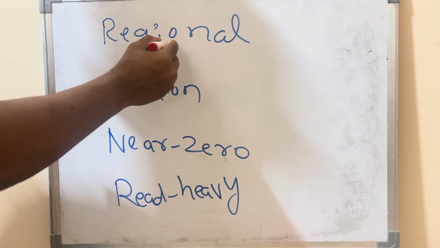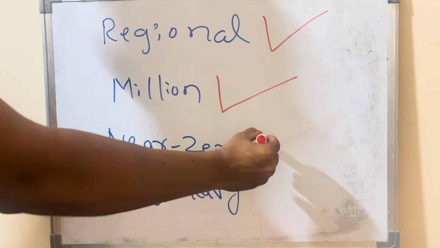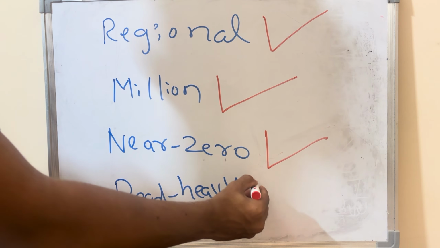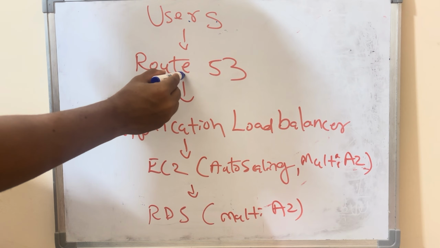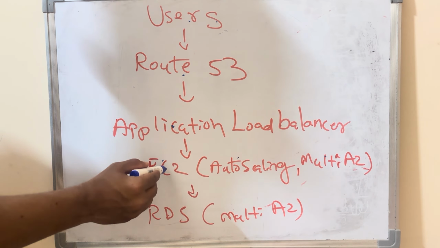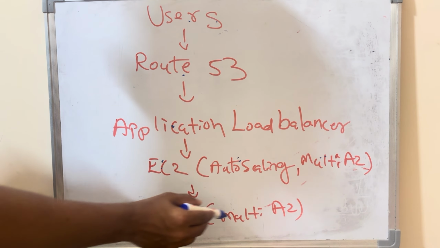Now for this question, assume it is a regional application. Traffic is millions of users. It should be a near zero downtime application. And it is read heavy. Your architecture can be like this. Users will connect to Route 53, then application load balancer, then EC2 instances with auto scaling and multi availability zones, then RDS with multi-AZ.